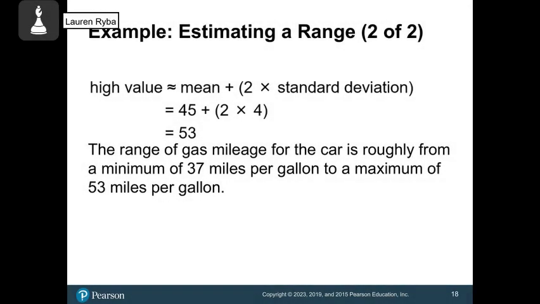Now for the higher side, we take that same mean, 45, and add 2 standard deviations. Our mean's in the middle, 45. We went back 2 standard deviations and got 37. Now we're going to go up 2 standard deviations, so we go up 8. 45 plus 8 gets us to 53. So basically, we could estimate that on any given day driving our Prius, we should get somewhere between 37 and 53 miles per gallon.